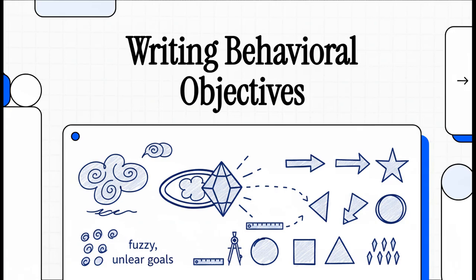Hey everyone, and welcome. Today we're going to talk about something that is a total game changer for anyone who teaches anything. We're talking about how to take those fuzzy, kind of vague learning goals and make them so sharp and so clear that you can actually see the learning happen. So let's dive right in.